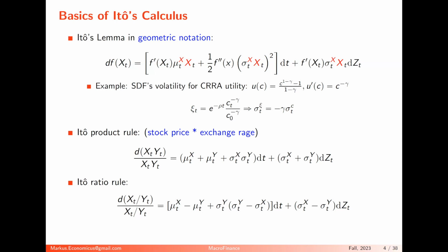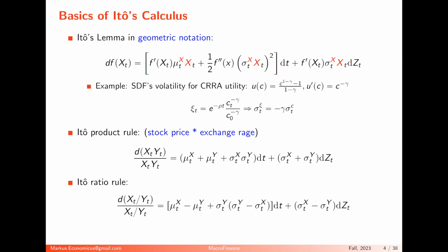That's the standard Ito formula. So if I look, for example, often what we would like to know is the marginal utility. If I have a constant relative risk aversion utility function, the marginal utility is just c to the power minus gamma. So if I take a derivative with respect to c, that's what you see.